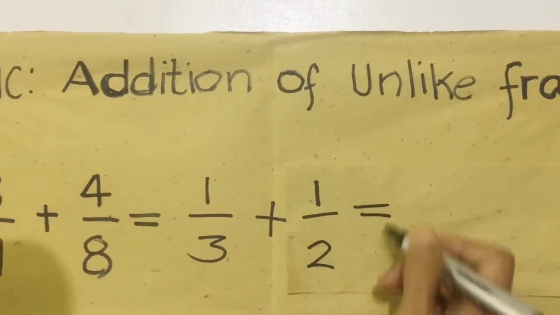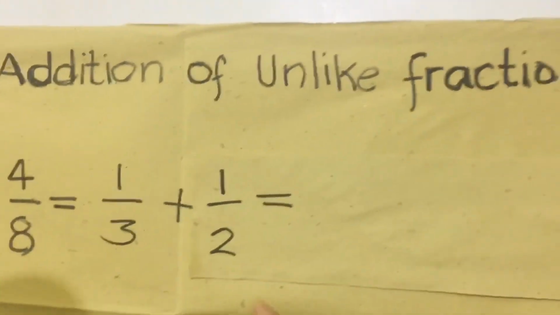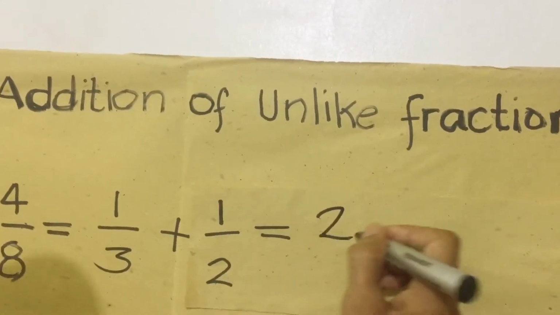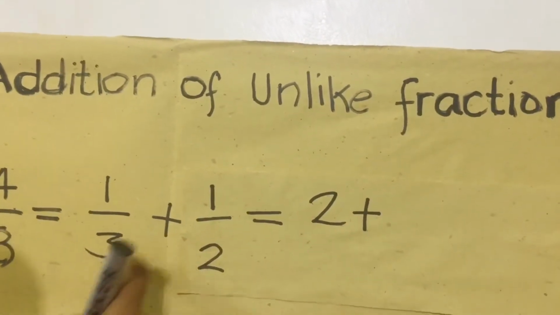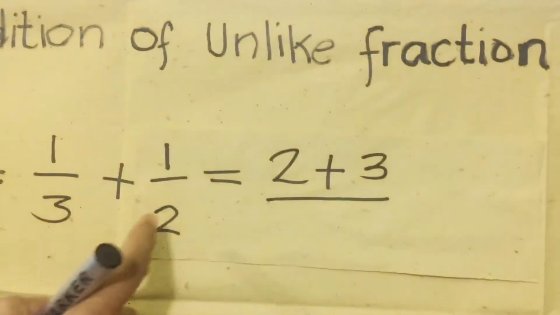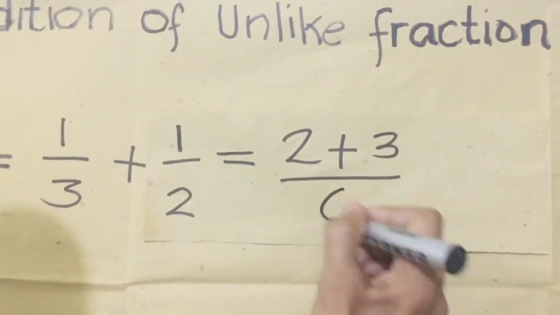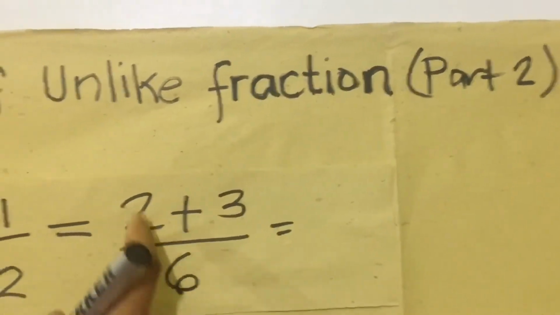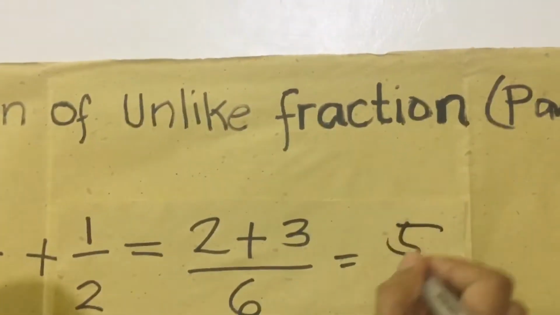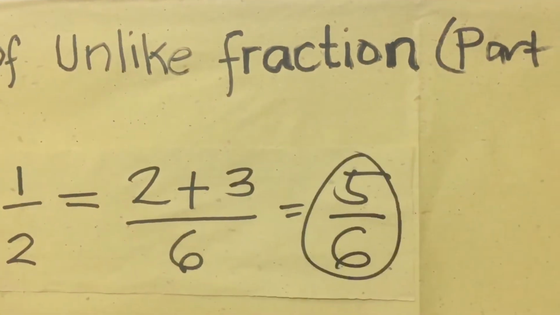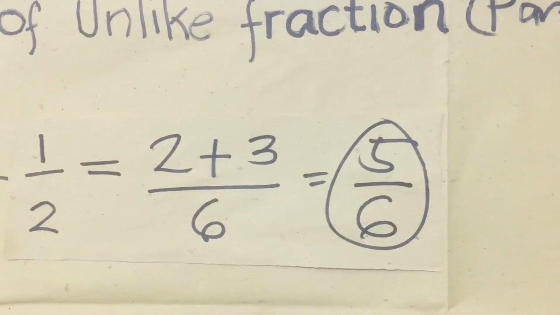And after reducing, our next step is cross multiply. 2 times 1 equals 2. Then plus 3 times 1 equals 3. Then horizontal, 3 times 2 equals 6. Horizontal multiplication. Then we're going to add 2 plus 3 equals 5. Then copy the denominator. So this will be our final answer, 5 over 6.